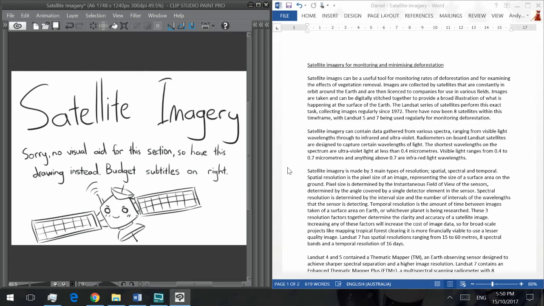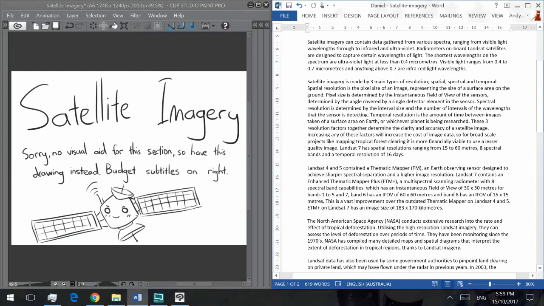The Landsat series of satellites performs the exact task, collecting images regularly since 1972. There have now been 8 satellites within this time frame, with Landsat 5 and 7 being used regularly for monitoring deforestation. Satellite imagery can contain data gathered from various spectra, ranging from visible light wavelengths through to infrared and ultraviolet.